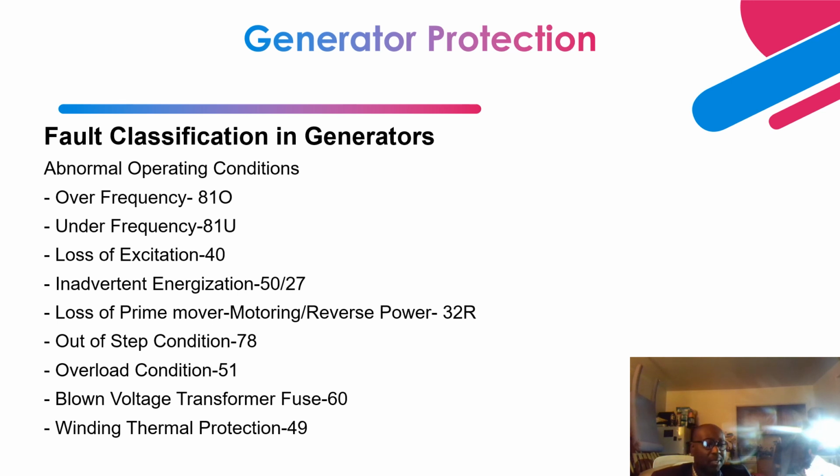Next is out of step condition, and that is designated by ANSI device 78. Like I indicated in my first session presentation, you have about 20 to 50 generators that are all operating and providing active power and reactive power to a transmission network. That is what they call a network, right?